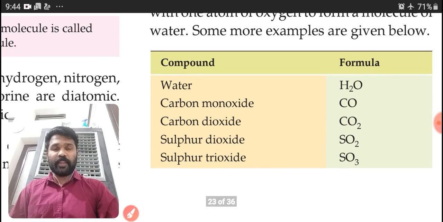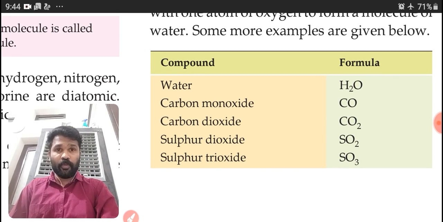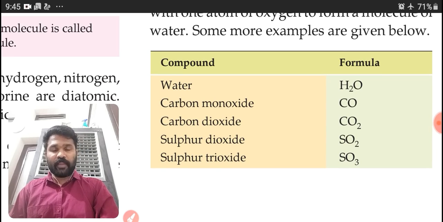Please mark it, please underline it. It's very important for you. In the examination, the question may be to write the chemical formula. Clear? Write the chemical formula. Please underline it. It's very important for you.